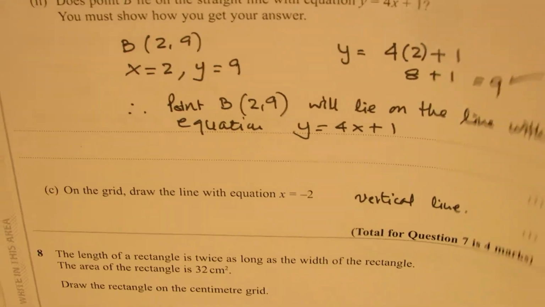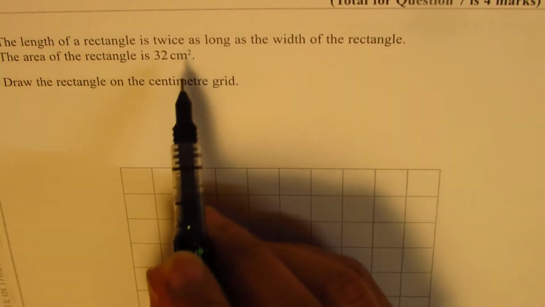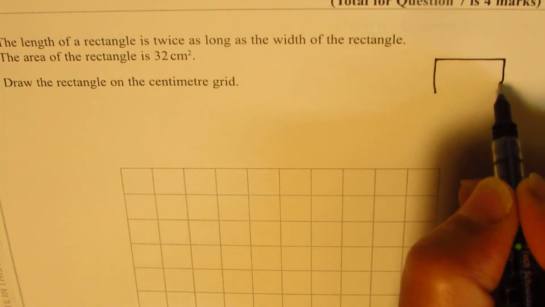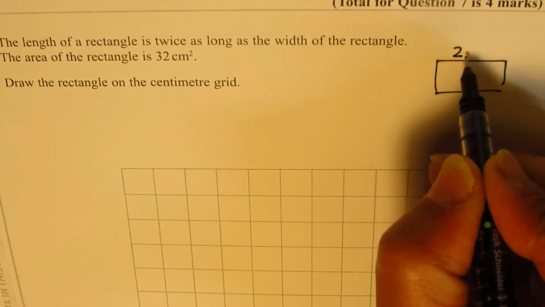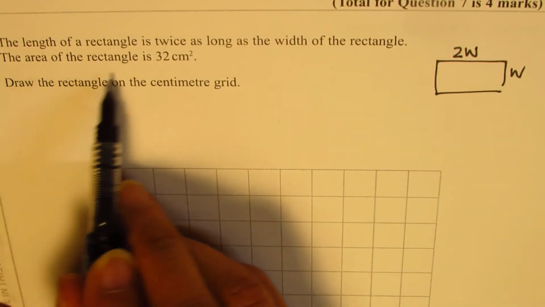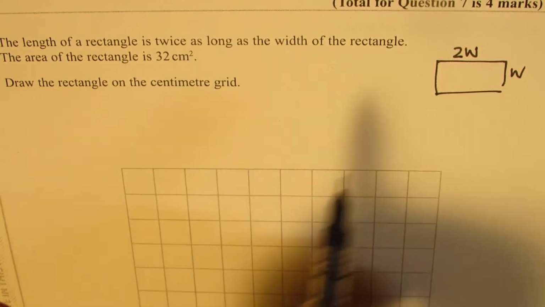Now let's look into question number 8. The length of a rectangle is twice as long as the width. So if I have a rectangle here, we are saying that length is twice the width. The area of the rectangle is 32. Draw the rectangle on the centimeter grid.